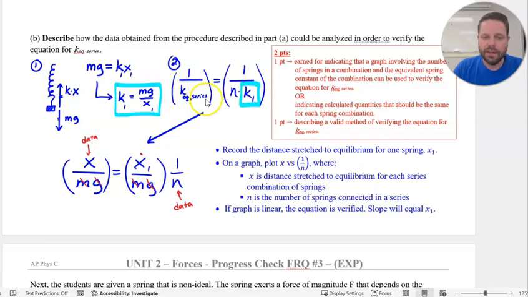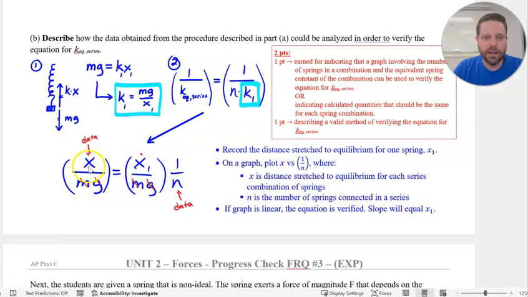Combining them in series, the k value for the series combination would be found the exact same way, but we'd have end-to-end springs connected. So it would be mg over x. Obviously, the more springs we have connected, the more stretch x we would have. So if we substitute in what the equivalent k value would be, which is mg over x, then since it's 1 over that, we would do the reciprocal.